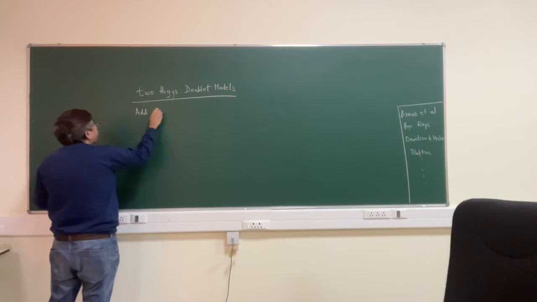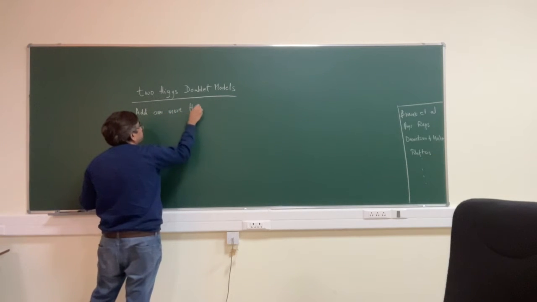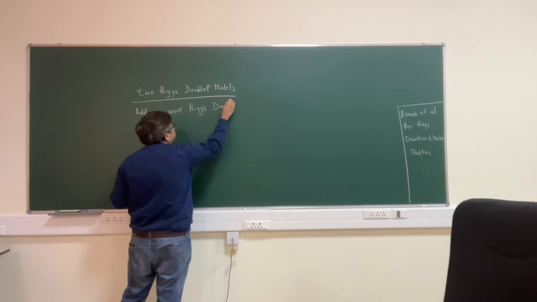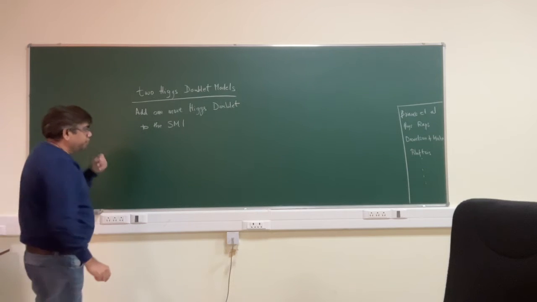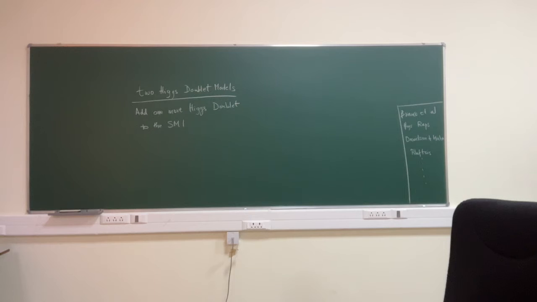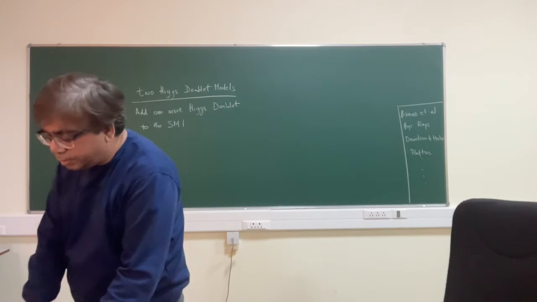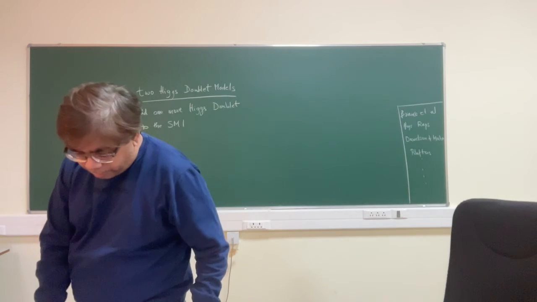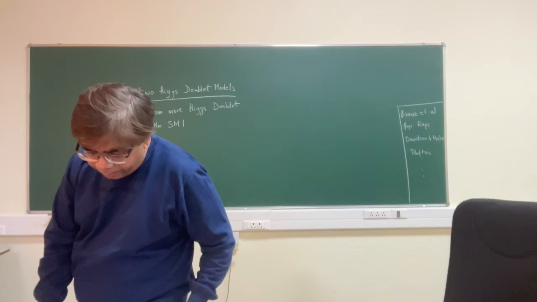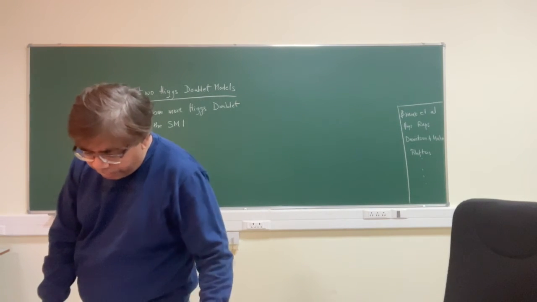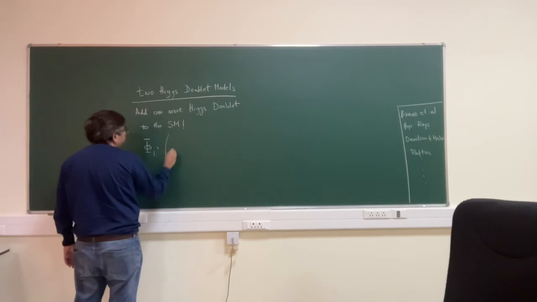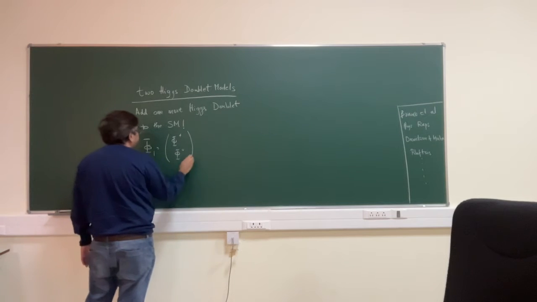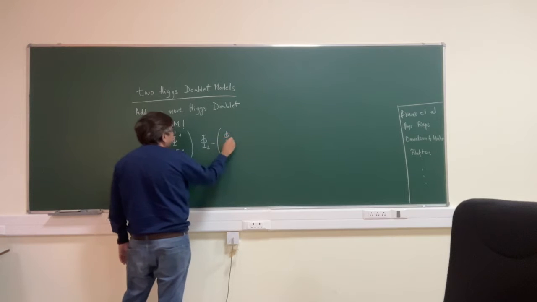we add one more Higgs doublet to the standard model. Now, how will you add this? You can have choices. Again, whether you are going to add it with the same hypercharge or whether you are going to use a different hypercharge and so on. So, okay, let's assume phi 1 is equal to (phi plus, phi 0). Phi 2 has the same hypercharge.